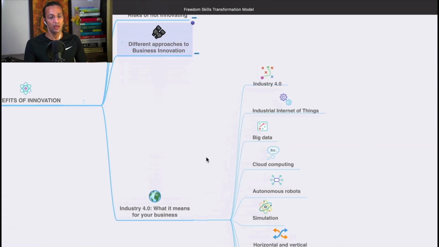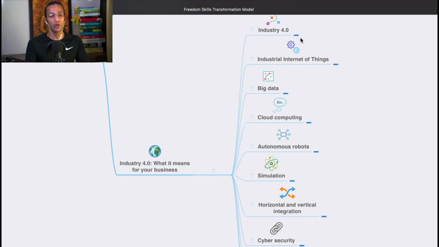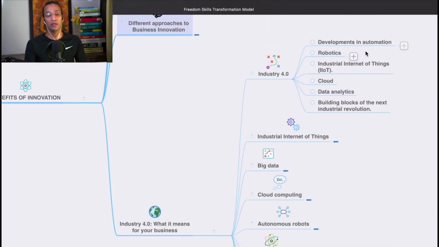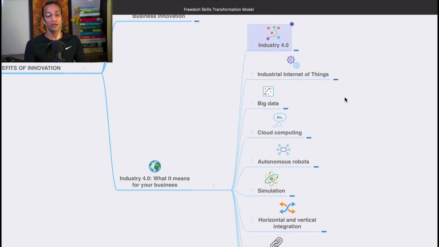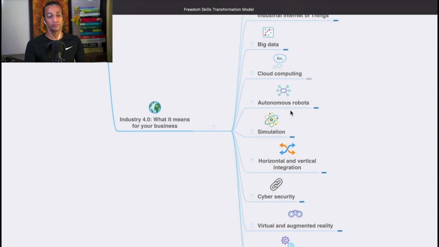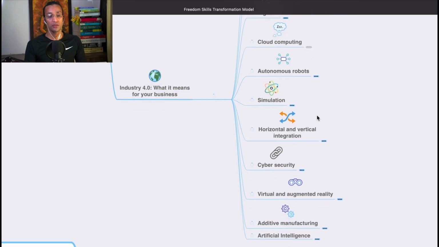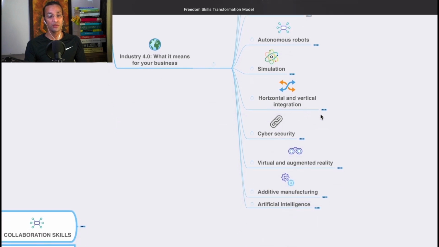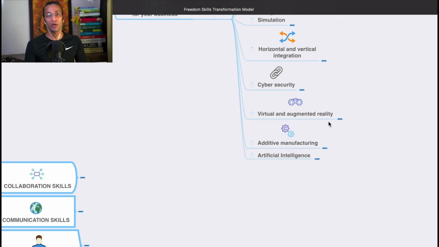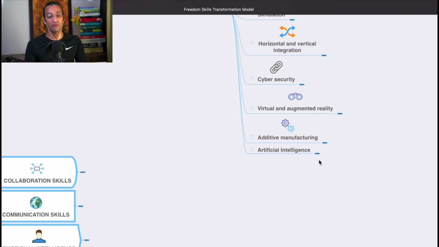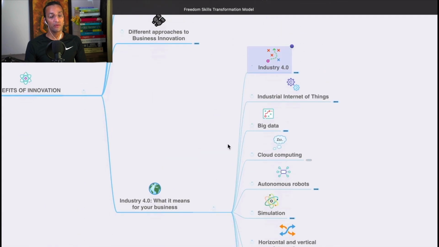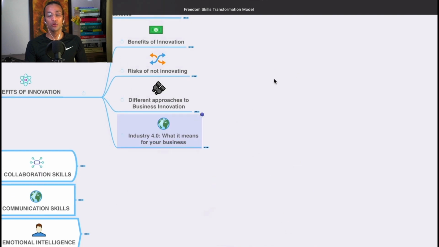These are very much Industry 4.0. You will have developments in automation, robotics, IoT, cloud, data analysis, AI, and big data. Internet of Things, cloud computing, autonomous robots, simulation, horizontal or vertical integration, cybersecurity, virtual and augmented reality, additive manufacturing, artificial intelligence. So these are disruptive technologies in Industry 4.0, the industrial revolution. You need to be updated and skilled so that you will always sustain.